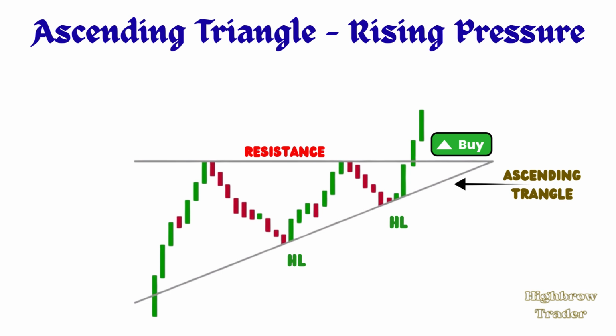The ascending triangle forms when price keeps hitting the same resistance level, but the lows keep rising. This shows buyers are getting more aggressive, slowly squeezing the price higher. The flat top acts like a ceiling under pressure, and when it finally breaks, the move often continues upward. See how this ascending triangle builds pressure before the breakout.